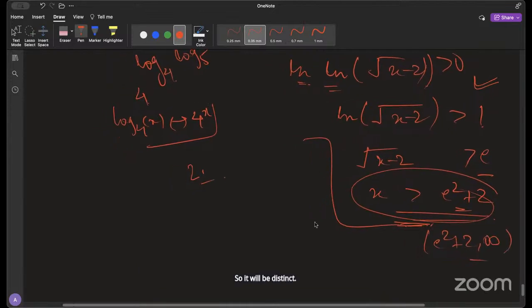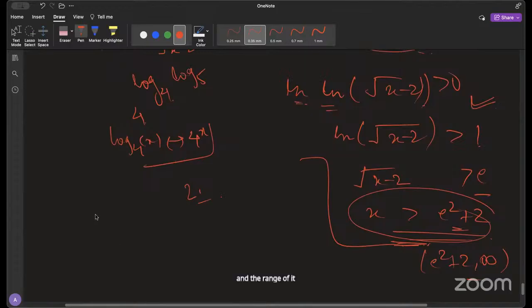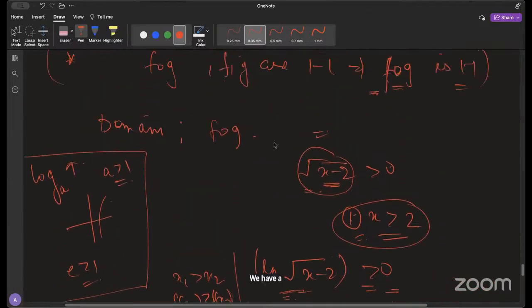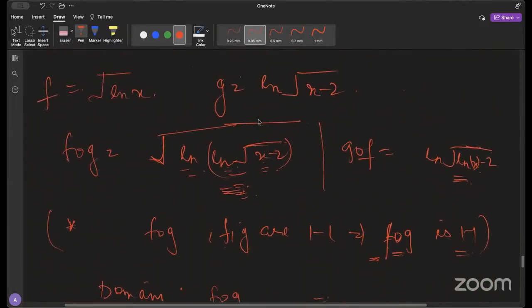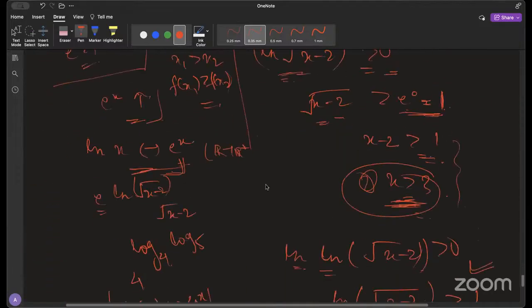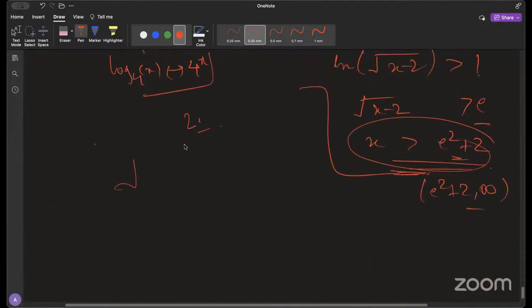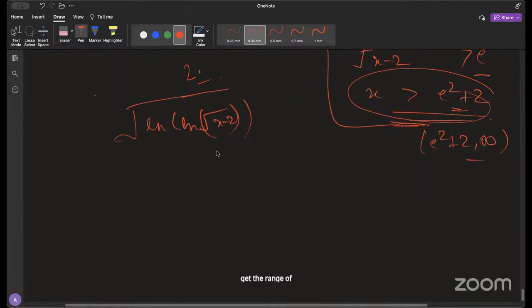Now get the range of it. We have a square root here. So what do you think is going to be the range? We have very little time left. Does anyone know? Or should I do it?